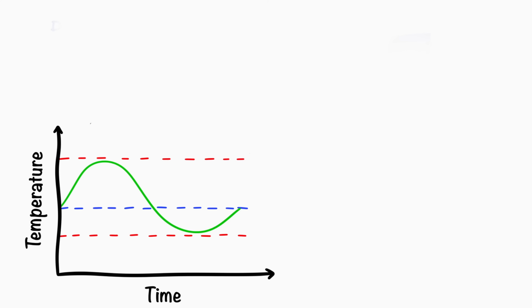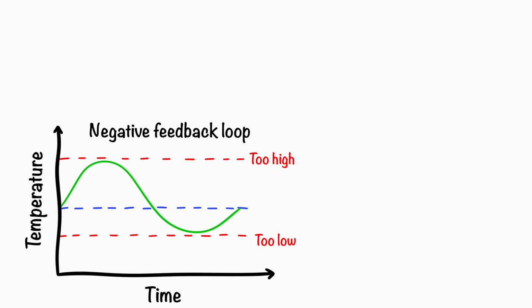Your automatic control systems keep your internal environment stable using a mechanism called negative feedback. When the level of something like water or temperature gets too high or too low, your body uses negative feedback to bring it back to normal. Let's look at how this works when levels are too high.